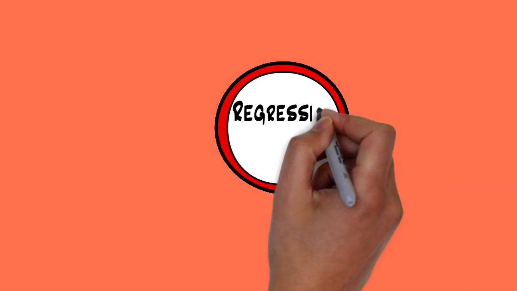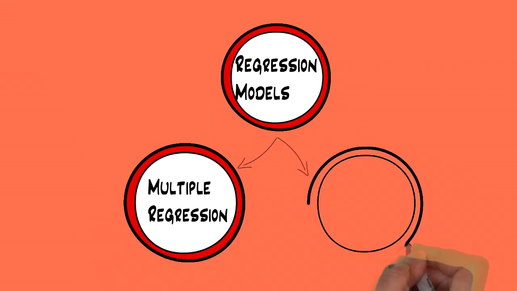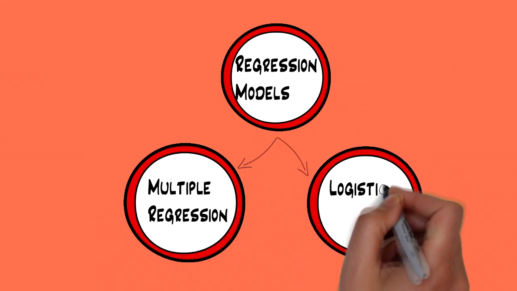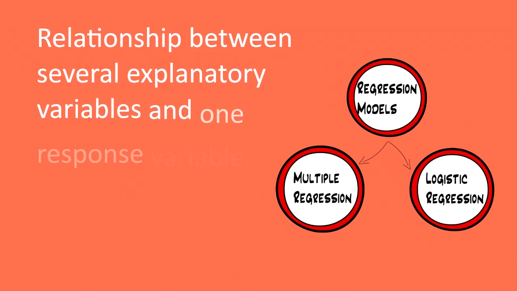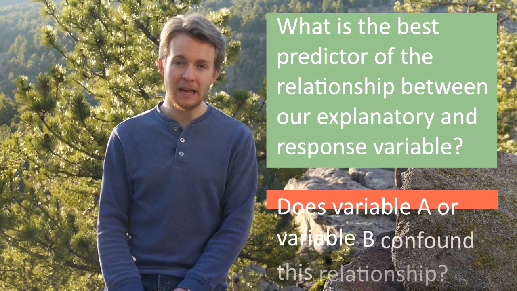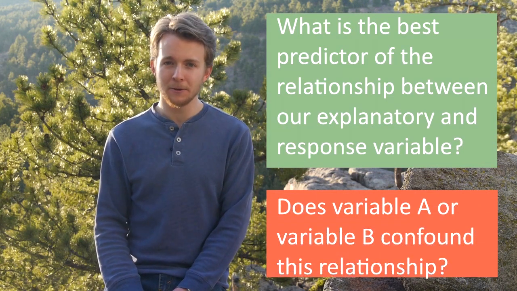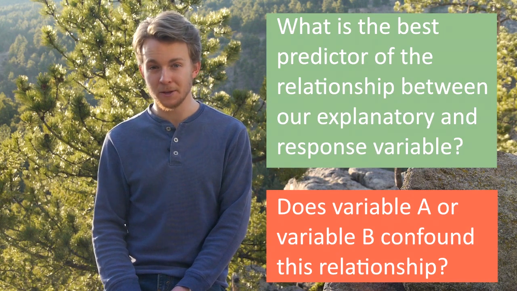The general purpose of multivariate modeling techniques, such as multiple regression and logistic regression, is to learn more about the relationship between several explanatory variables and one response variable. These regression procedures are very widely used in research. In general, they allow us to ask, and hopefully answer, the question: what is the best predictor of, and does variable A or variable B confound the relationship between my explanatory variable of interest and my response variable?